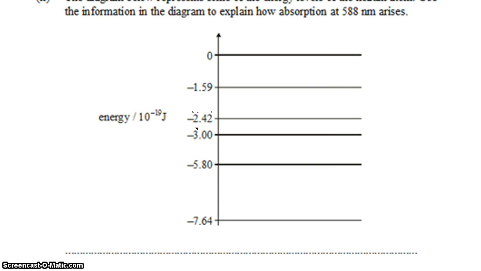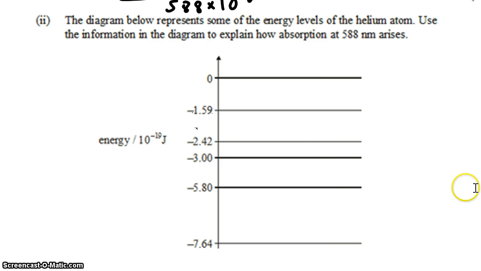Next up, we have a diagram below that represents some of the energy levels of the helium atom. So these are the different energy levels that helium's electron could have. We want to use the information in the diagram to explain how absorption at 588 nanometers could occur. So to answer this question, first we need to understand what these lines represent. These lines represent the electron shells, or the electron orbits, if you like, of helium's electron.